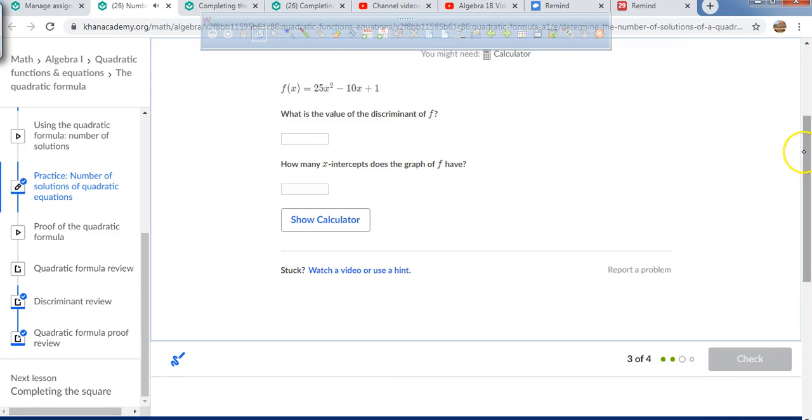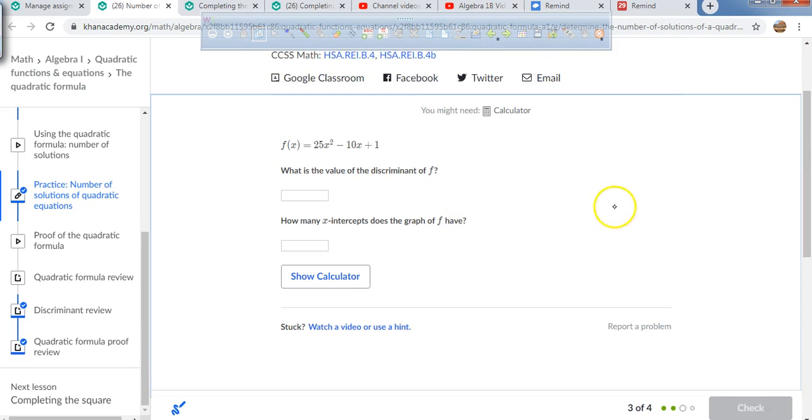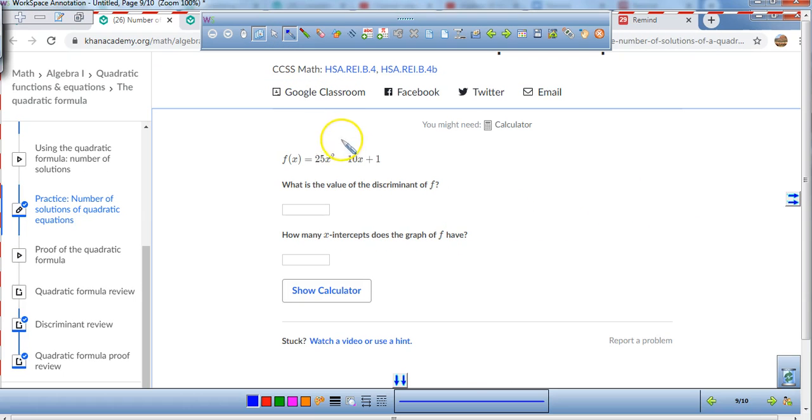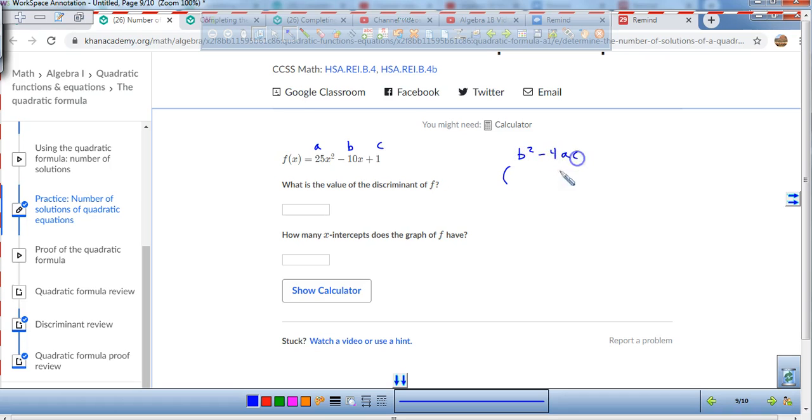Now this one says, what is the value of the discriminant? This is going to be a little bit harder. We have to identify the a value, the b value, and the c value. We're going to do b squared minus 4ac. Our b value is negative 10, our a value is 25, and our c value is 1.